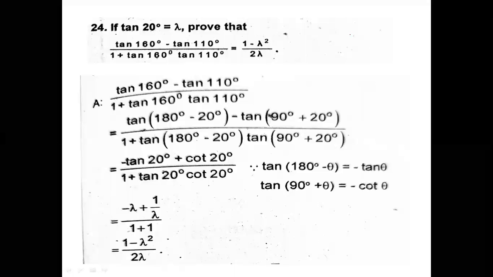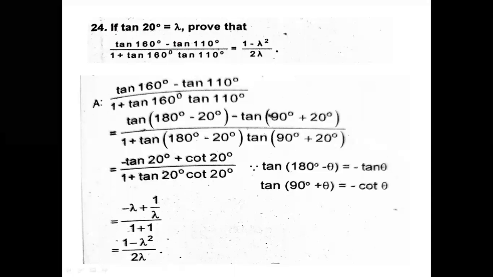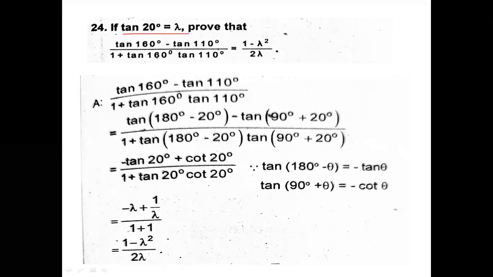So in this question, it is given to us that if tan 20 degrees is equal to lambda, we have to show that (tan 160 minus tan 110) by (1 plus tan 160 into tan 110) is equal to (1 minus lambda square) by 2 lambda.